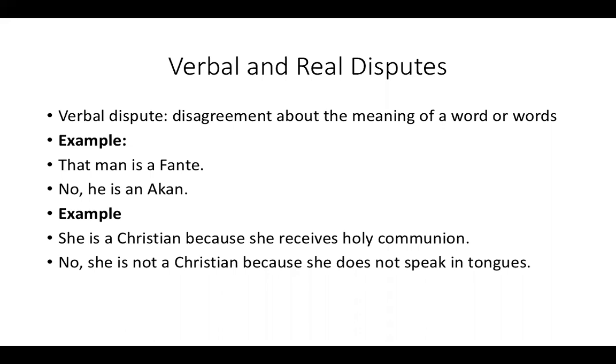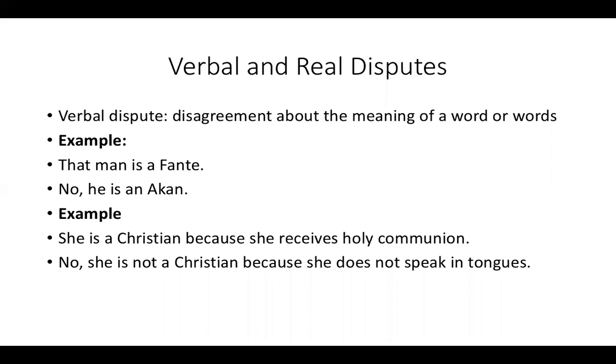So let's see an example in which one of the parties doesn't understand the proper meaning of a word. Verbal dispute. This is the disagreement about the meaning of a word or words. Example. Now, in this example, one of the parties doesn't understand the proper meaning of the word, or doesn't understand that a word implies another word. That man is a Fanti. No, he's an Akan.